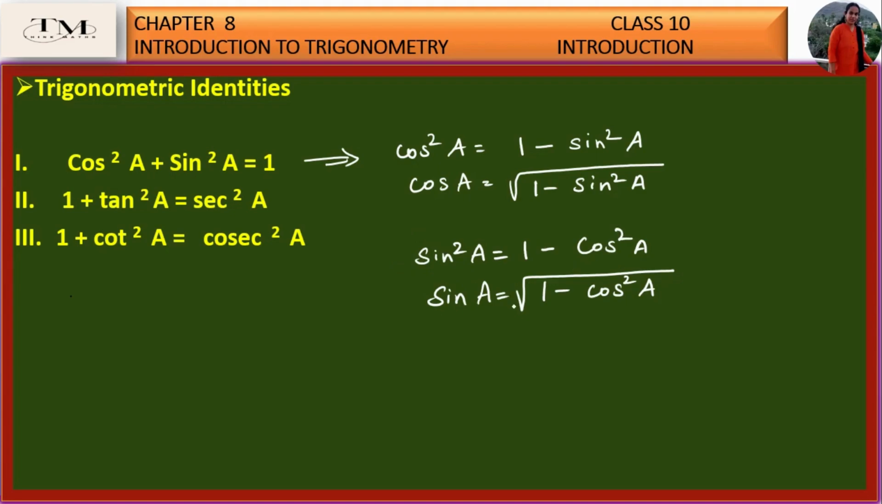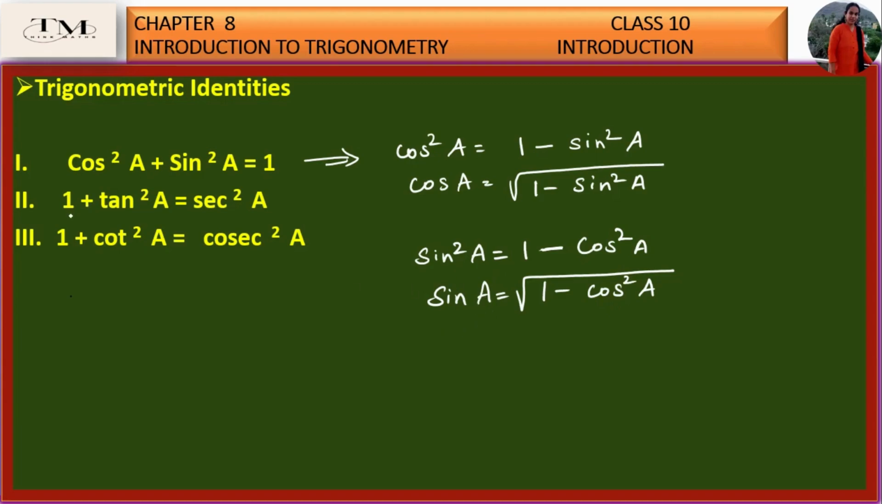This 2 will not be cancelled because it is in addition or subtraction form. So we cannot cancel this power 2. So you have to take just square root of 1 minus cos square A. So sine will be converted to cos form. Only if cos value is given, we can find out the value of sine.